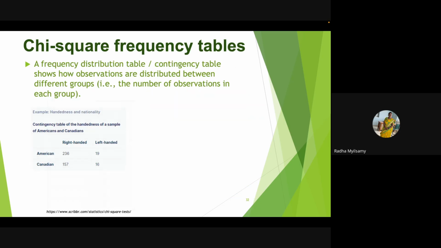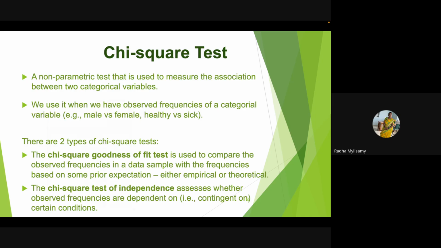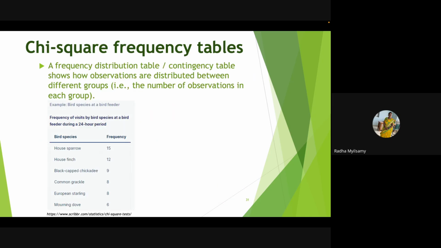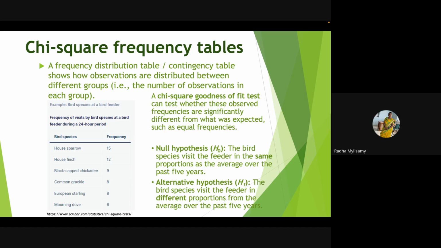So this is an example of a chi-square independence table. The previous example is for the chi-square test for goodness of fit. If we have frequencies like this, it is the actual or observed frequency. We may have some other expected frequency based on our previous values, and we compare the actual and expected frequency. That is the chi-square test for goodness of fit. Here the example is the frequency of visits by bird species at a bird feeder during a 24-hour period.